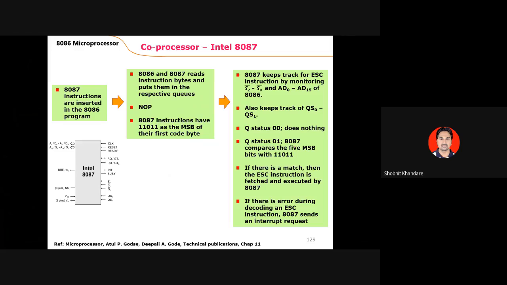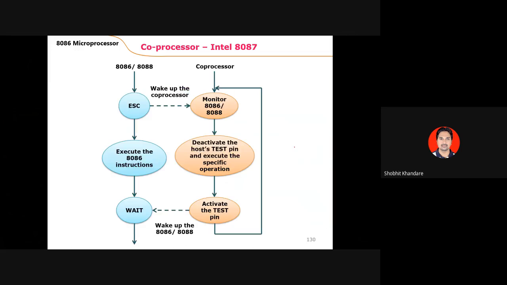This tells us, when the 8086 and 8087 are working together properly, what the steps are. First what will happen, then second what will happen. So this slide will give you the working of the 8087 coprocessor with the 8086. That is the main point, so you can go through this. This is a flow chart to explain the previous slide.